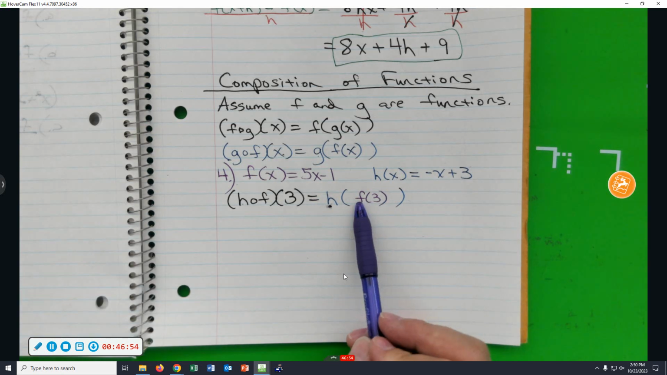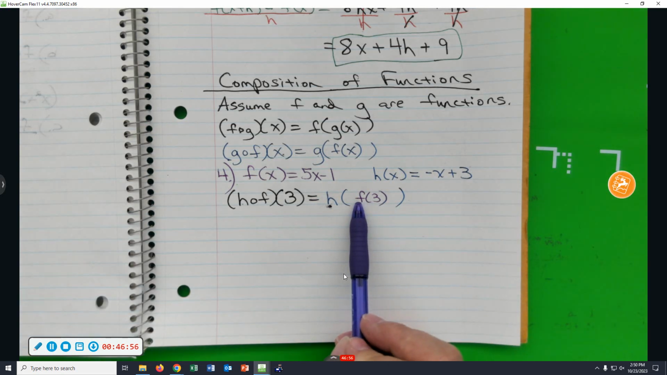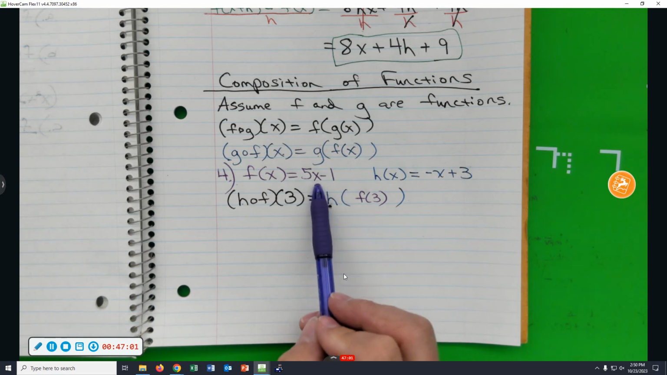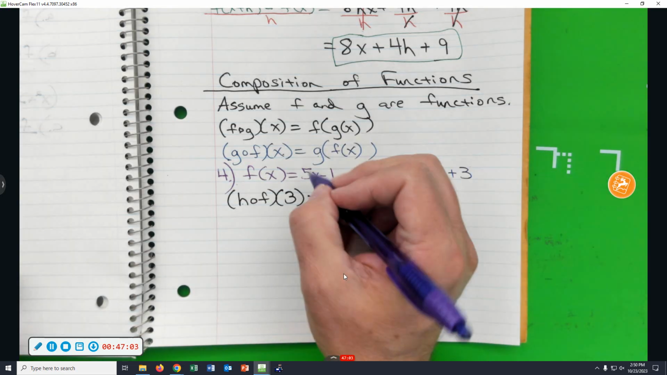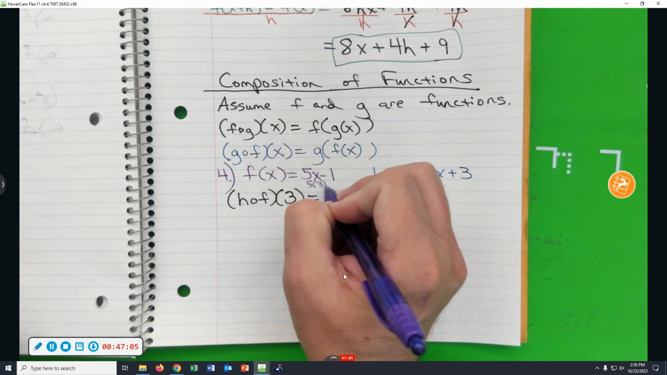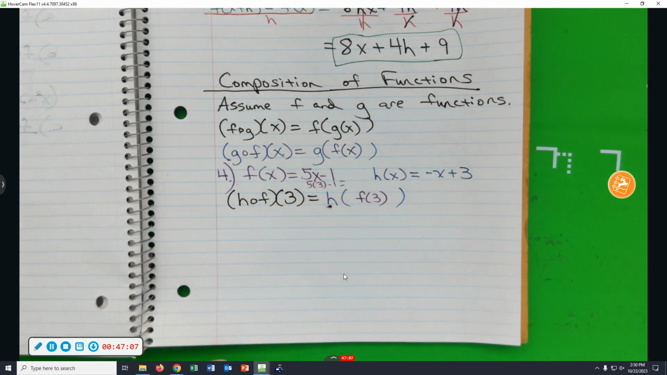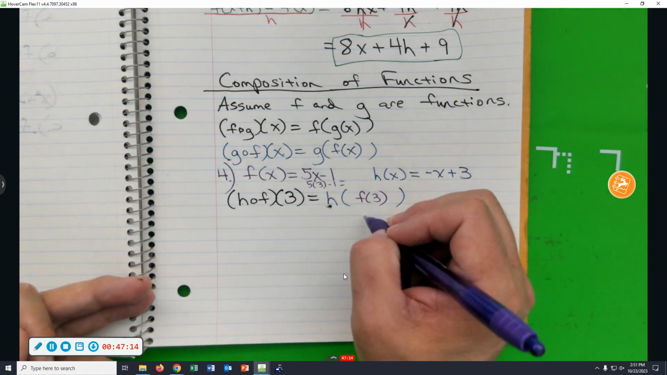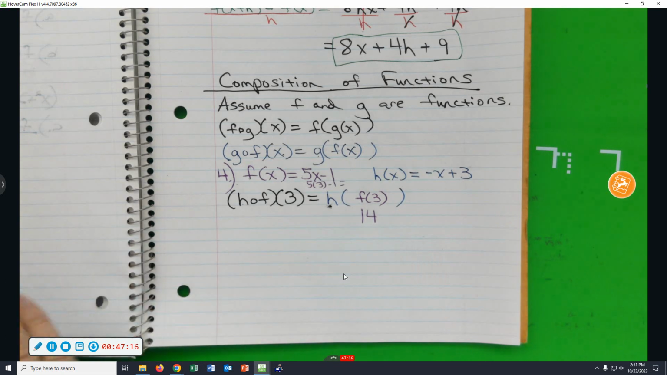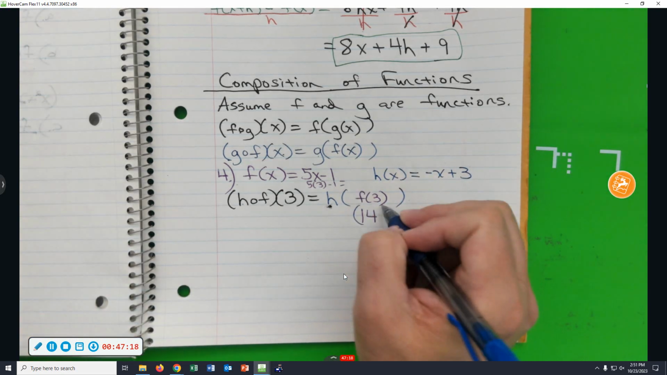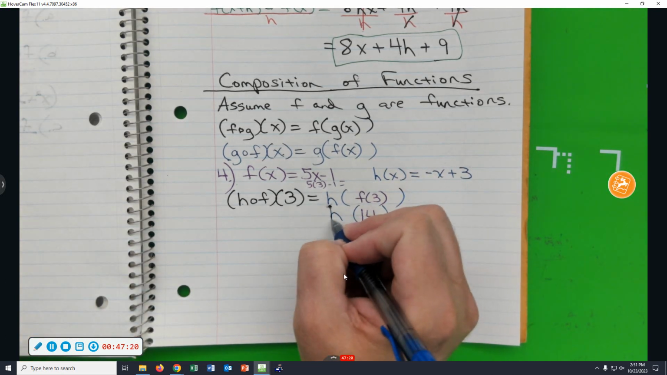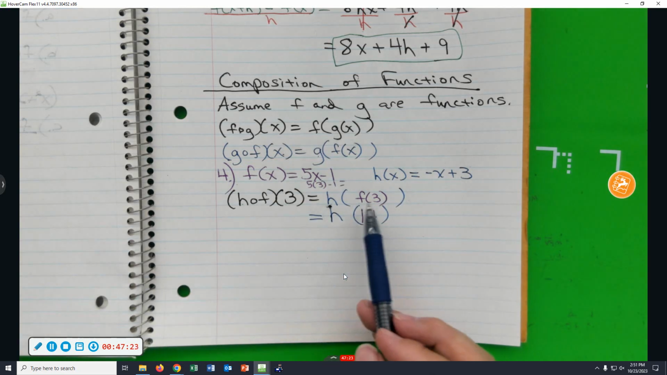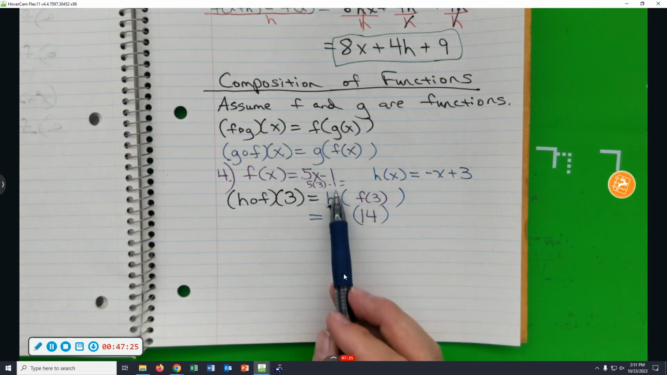That says go to your function f, and wherever you see a variable, what are you going to plug in? 3. So you come up here. Here's my scratch work: 5 times 3 minus 1. What's that going to give me? 15 minus 1, 14. You still have the h sitting in front of there. f of 3 we found to be 14.